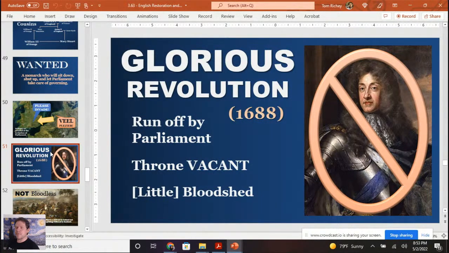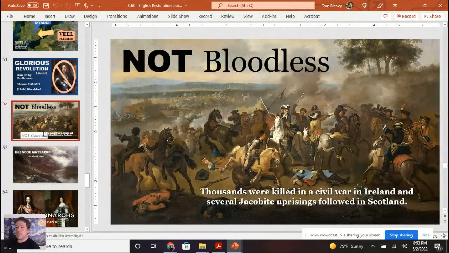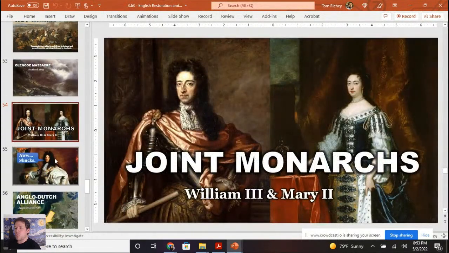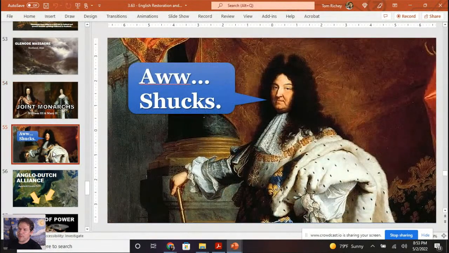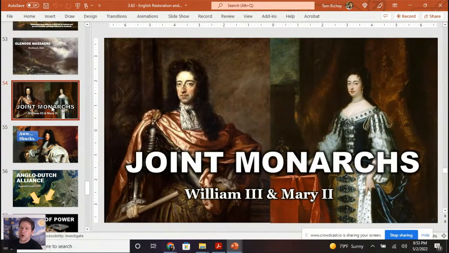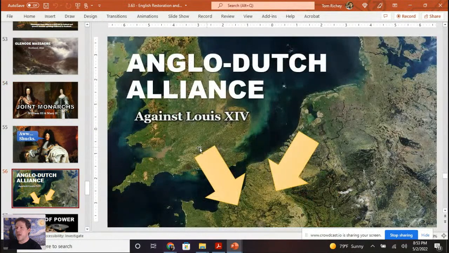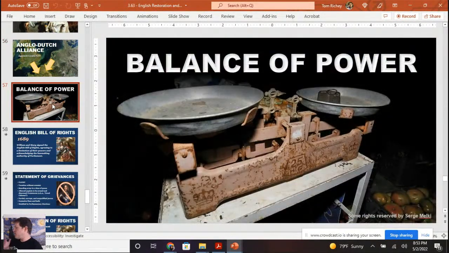Now, the English sometimes call it the Glorious and Bloodless Revolution because there was no blood in England, but there was blood spilled in Ireland and in Scotland. Okay, so what happens here? You've got William III and Mary II who rule as joint monarchs. And now that's not so good for Louis XIV because now the Dutch stadtholder is also the King of England. That creates an Anglo-Dutch alliance against Louis XIV. And of course, the Glorious Revolution, on top of changing the English system of government, also tilts the balance of power because now the Dutch and the British are both allied against Louis.